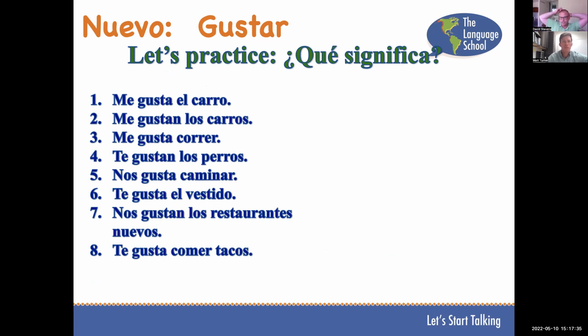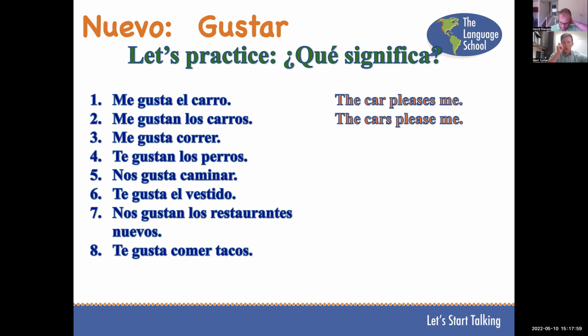¿Qué significa? What do these phrases mean? Me gusta el carro. I like the car. Me gustan los carros. I like the cars, or the cars please me. Yeah, and you can say it either way to me. I like the cars, or the cars please me. For me, it's one and the same, right? It's however makes the most sense to you for this activity.